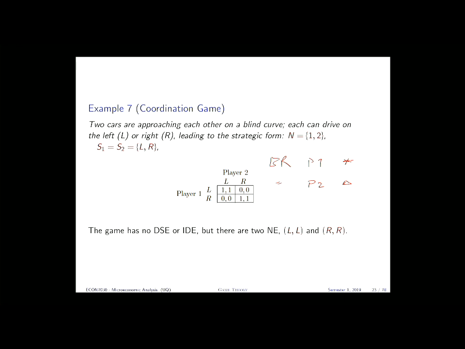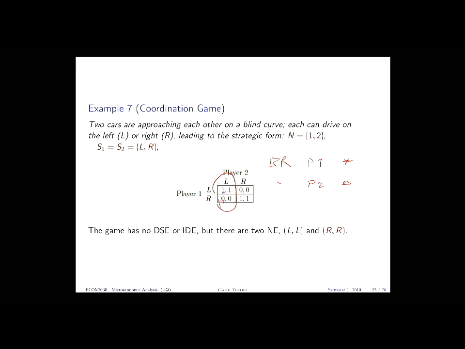Okay? I start with player 1. To find the best responses of player 1, I fix one action of player 2. For instance, I start with L. I fix L. Now, what would be the best response of player 1? So the story is like that. Suppose player 2 plays L. What would be the best response of player 1? L, exactly, because 1 is larger than 0.